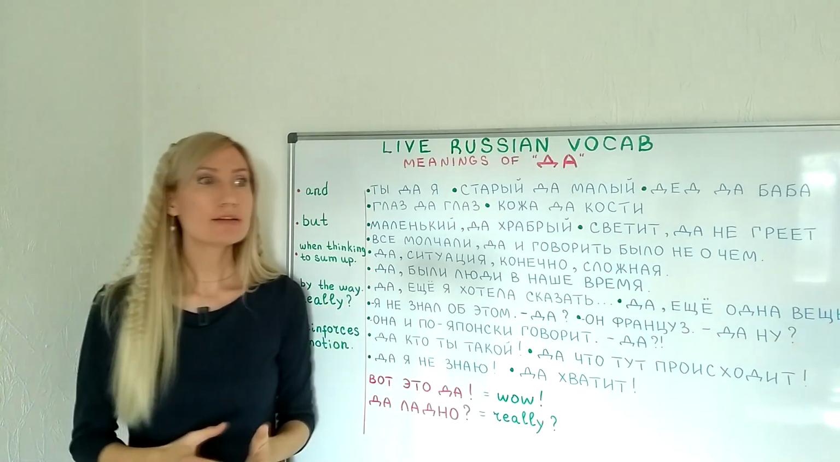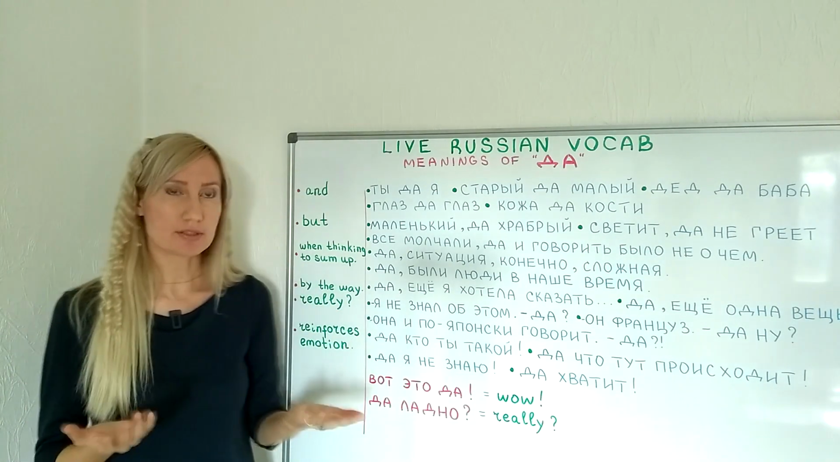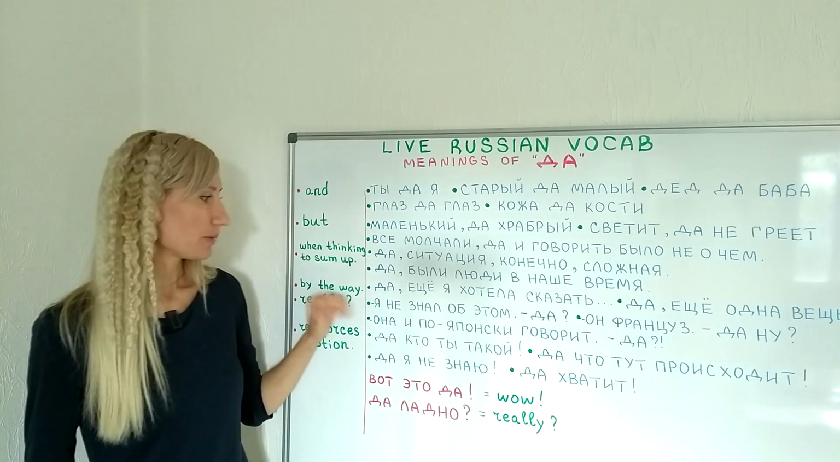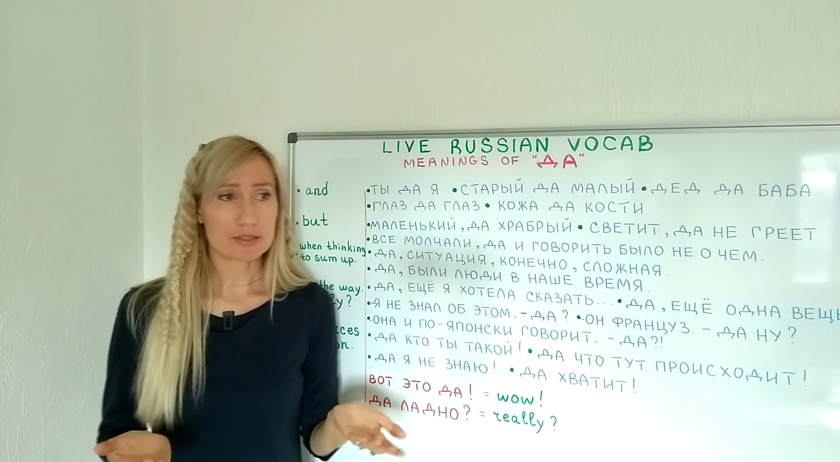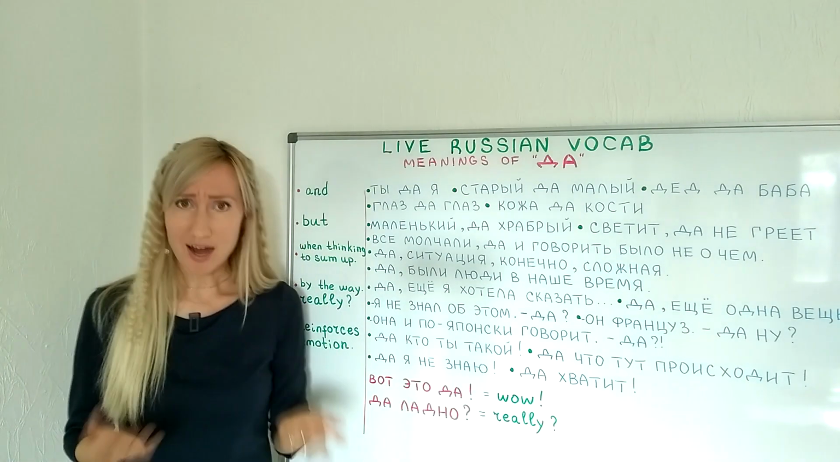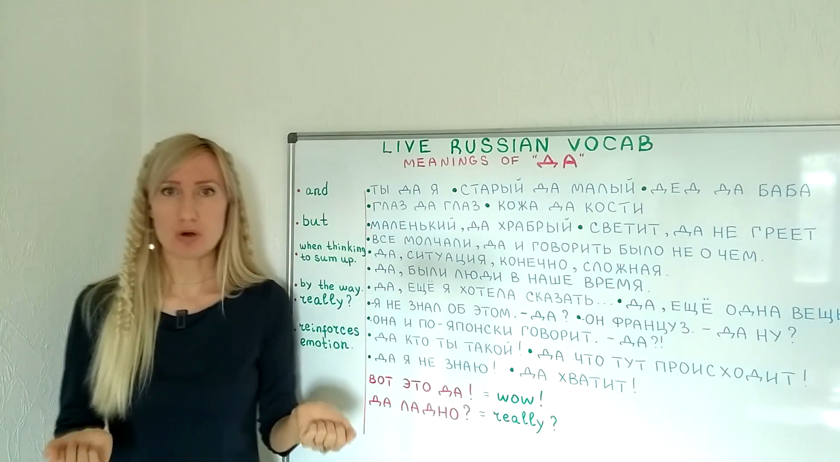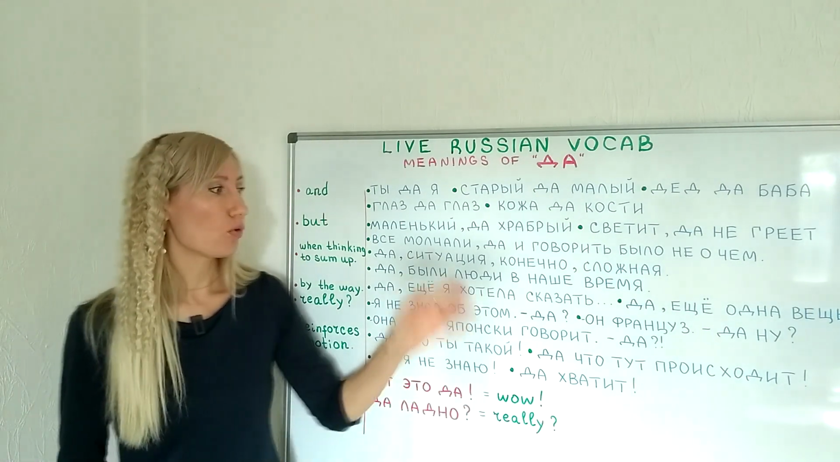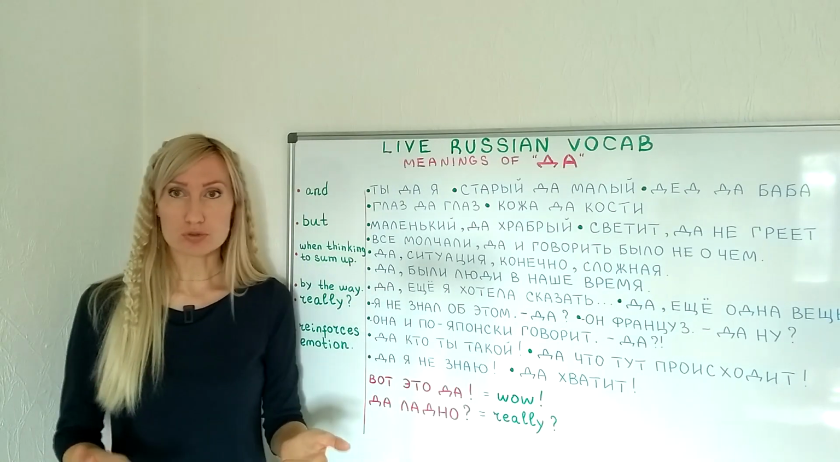Or we can even express our surprise with да. For example, я не знал об этом. I didn't know about it. Да? Like, I expected you to know. And when you say that you don't know, I'm like, да? Really? Or, он француз. He's French.